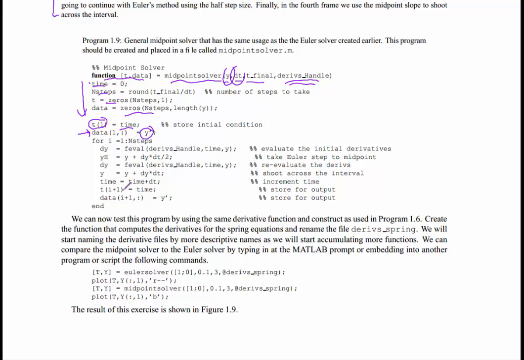And here we do our steps. So what do we do? First, we find the derivative at n. We use that to estimate the halfway point. The YH is for halfway, so we're taking Euler's step to the midpoint.